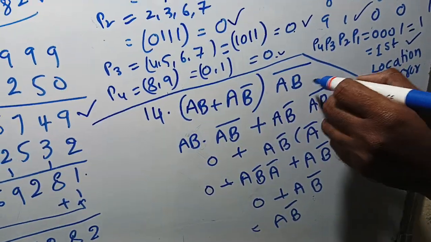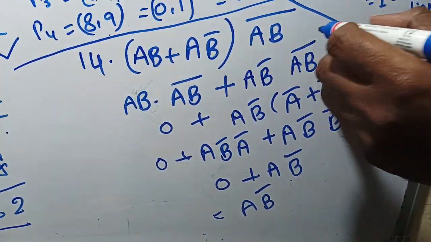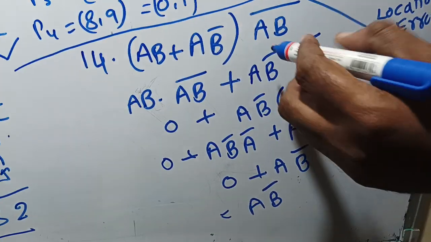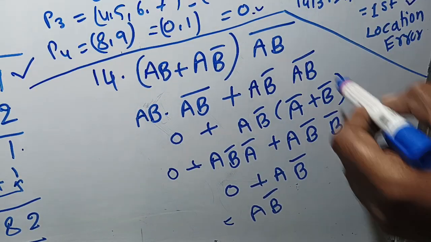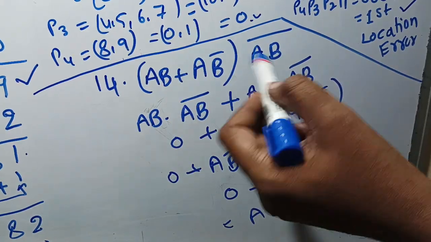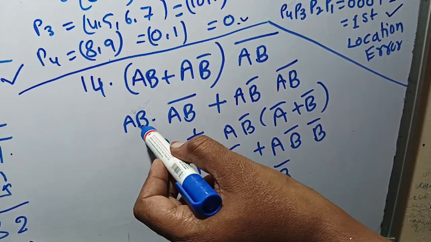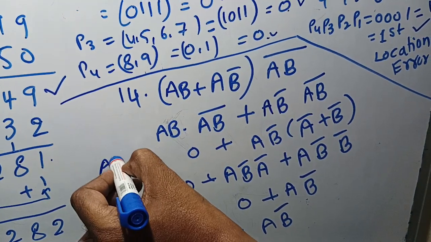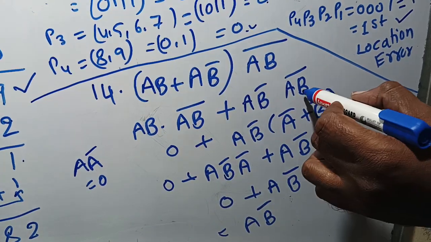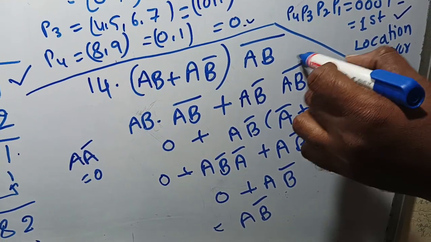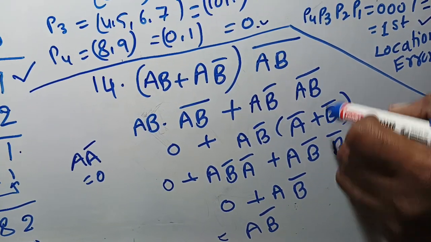14th question: simplify using Boolean laws into the minimum number of literals or variables. AB plus AB bar into AB whole bar was given. So I am multiplying with this number. AB into AB whole bar plus AB bar into AB whole bar. This is just like A into A bar. A into A bar is 0. AB into AB bar is 0. Further I am simplifying AB whole bar using De Morgan's law: AB whole bar is A bar plus B bar.